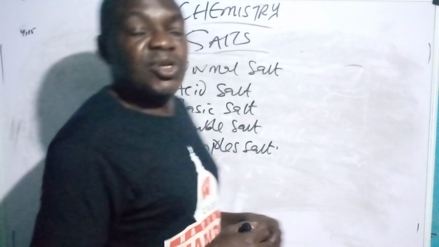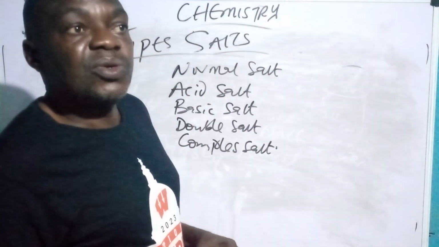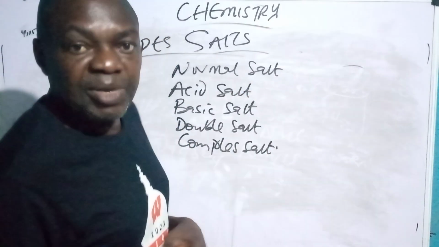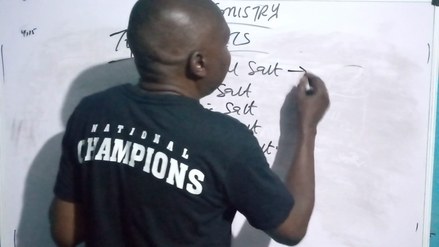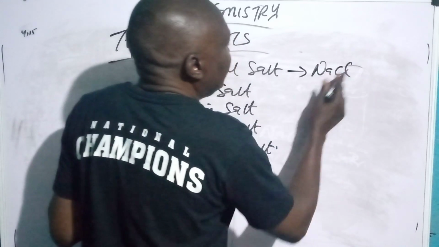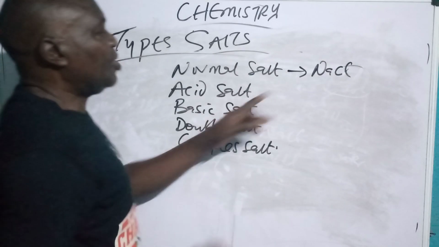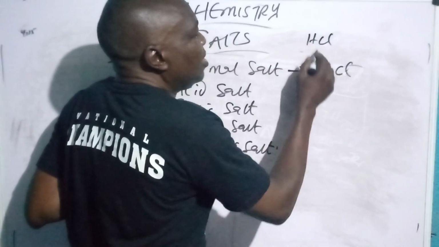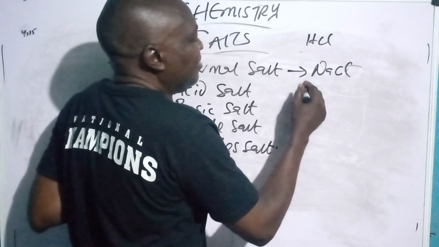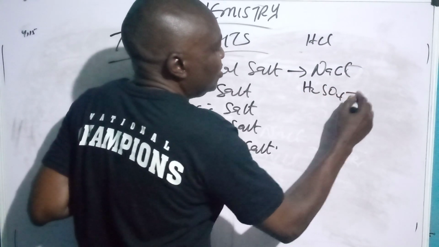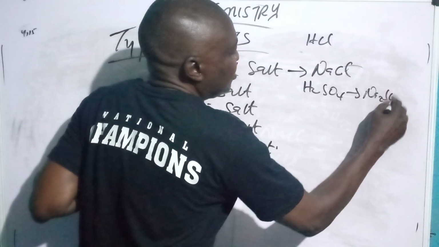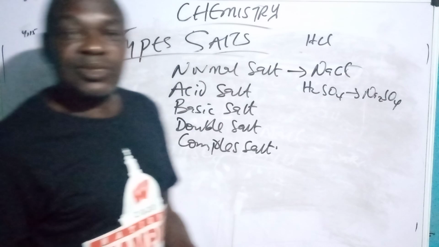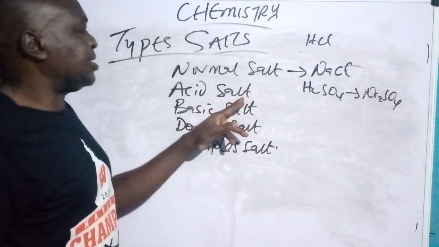Normal salt. A normal salt is a salt in which all the ionizable hydrogen is completely replaced by a metal. For example, sodium chloride. You can see that you don't have any other compound inside. You have HCl, all the hydrogen is completely replaced. You have H2SO4, you may have Na2SO4. No hydrogen, no hydroxide. So these are normal salts. They are totally replaced.